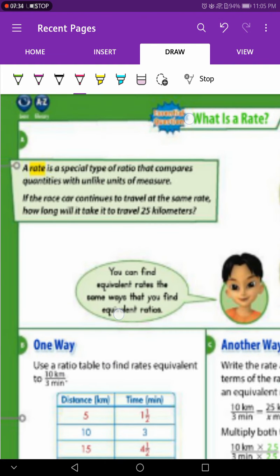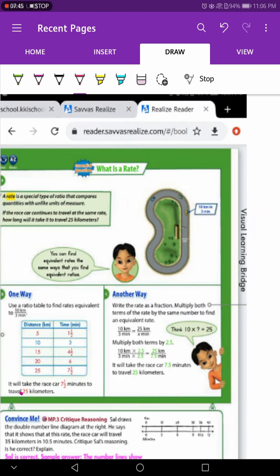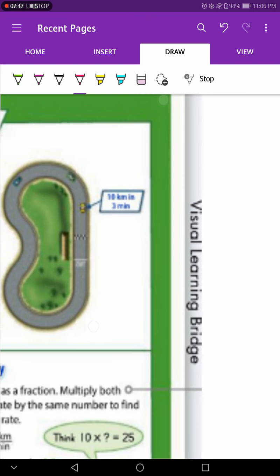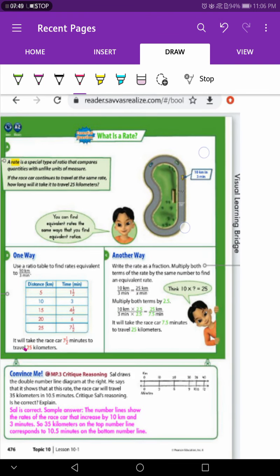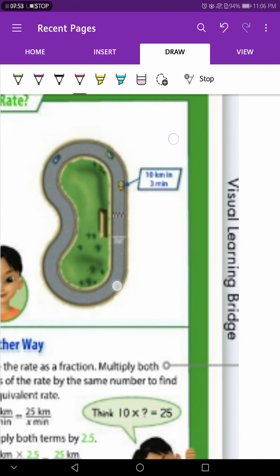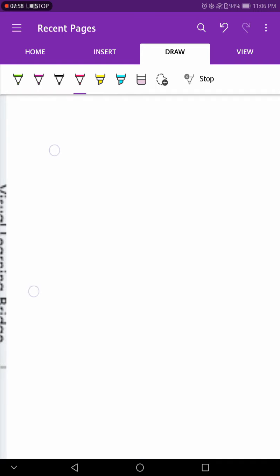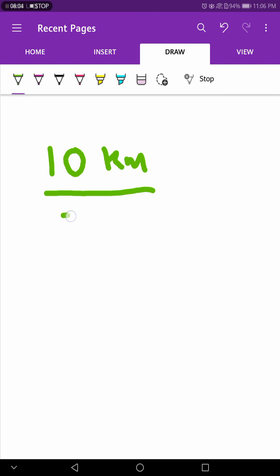It is not clear, but a rate is a special type of ratio that compares quantities with unlike units of measure. Yes, we know that. So we have this rate and this ratio. It is 10 kilometers in 3 minutes. Okay, it is 10 kilometers in 3 minutes.